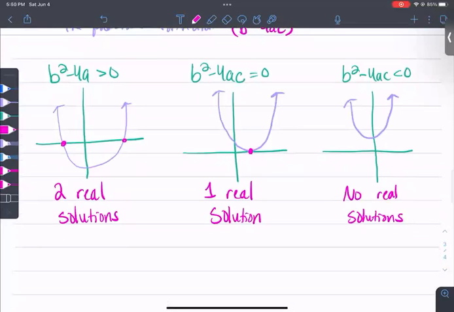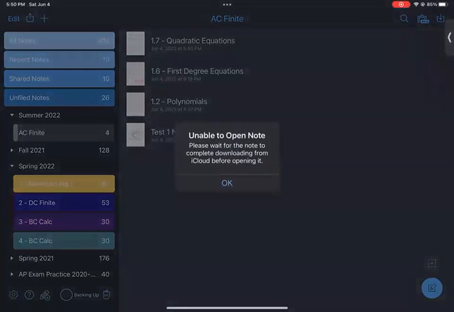Okay, so now we're going to look at some word problems. Let me copy and paste those in.